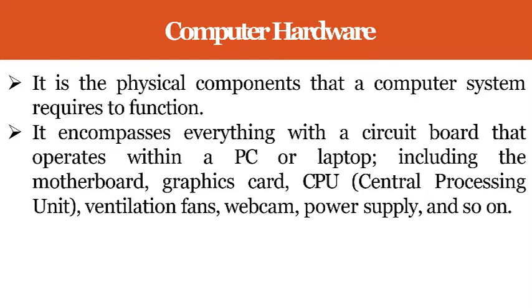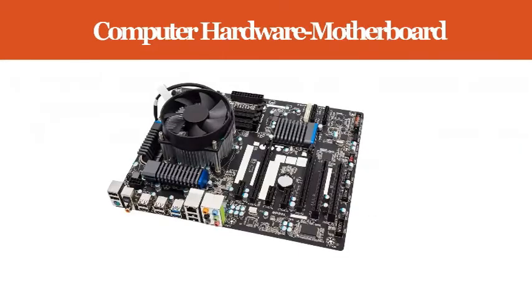Okay, so let's begin with defining computer hardware. Computer hardware is the physical components that a computer system requires to function. It encompasses everything with a circuit board that operates within a PC or a laptop, including the motherboard, the graphic card, the central processing unit, ventilation fans, webcam, power supply, and so on. So those are some of the components of the computer hardware. That is an example of computer hardware. We have the motherboard.